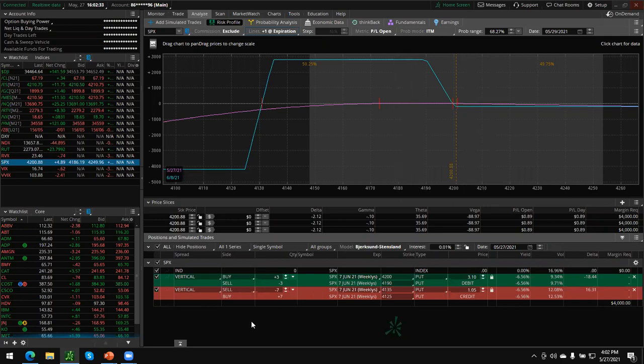Okay, so let me put a price slice here at 42.15, and let's take a look at the upside adjustment. Price slice, are you going to do it? It's not doing it? Okay, why isn't it doing it? There it goes. Okay.